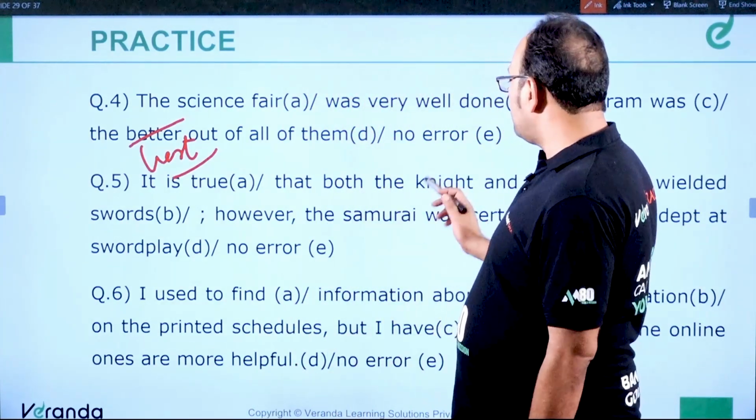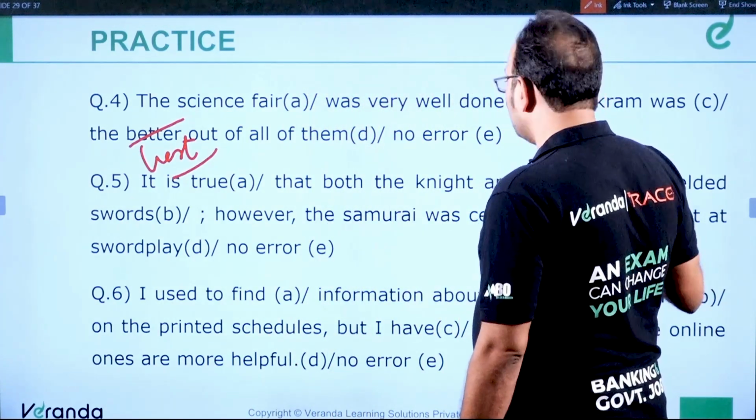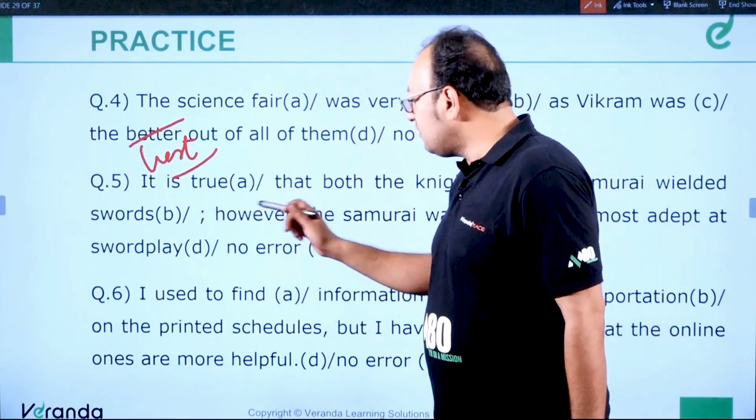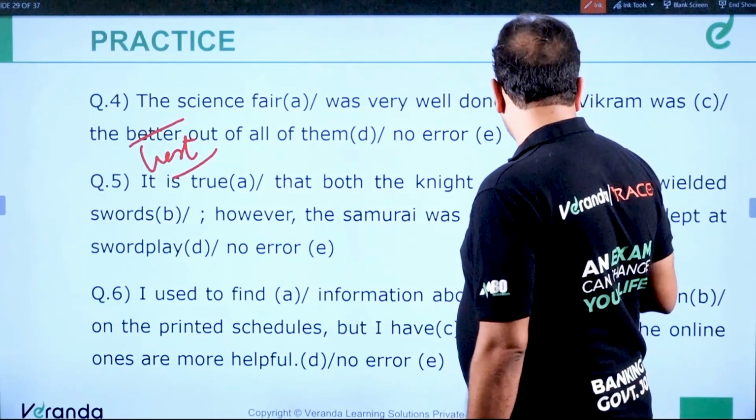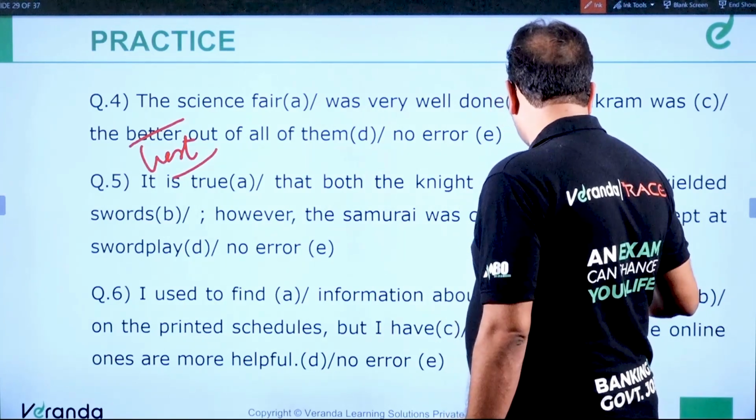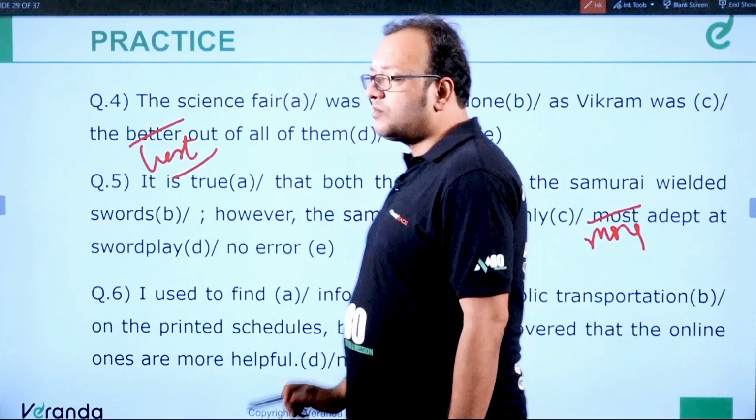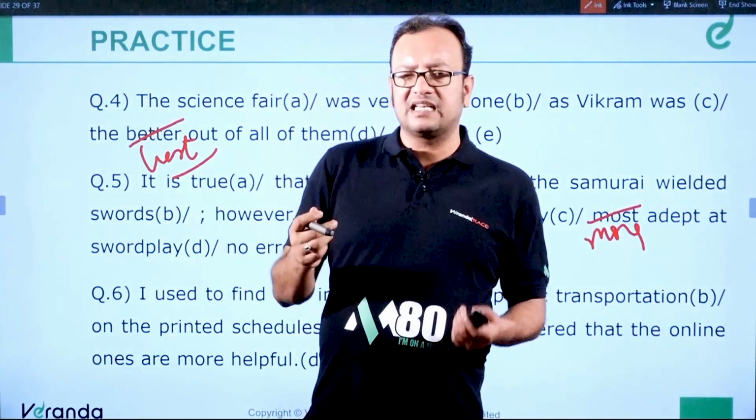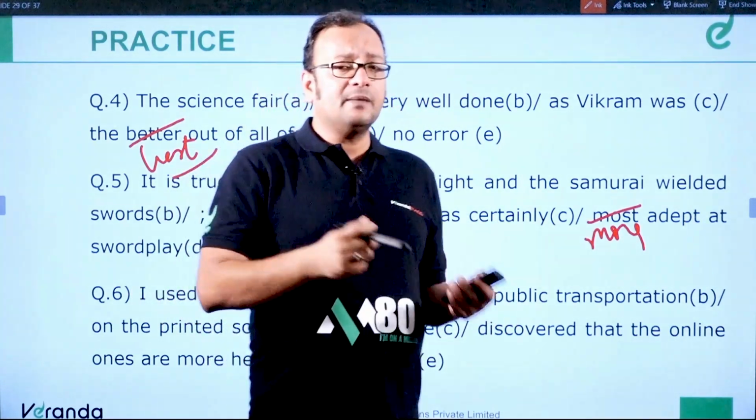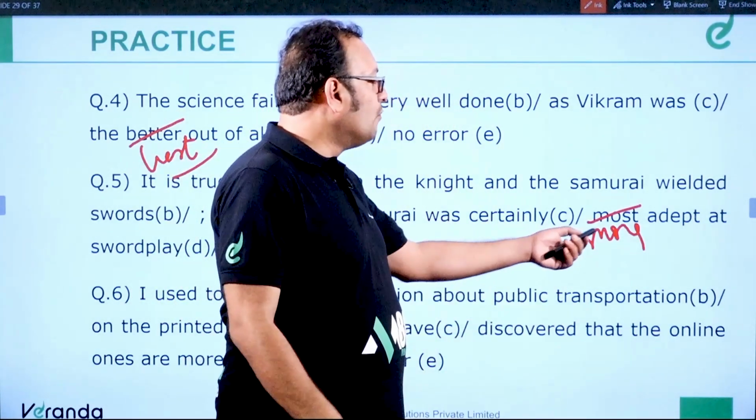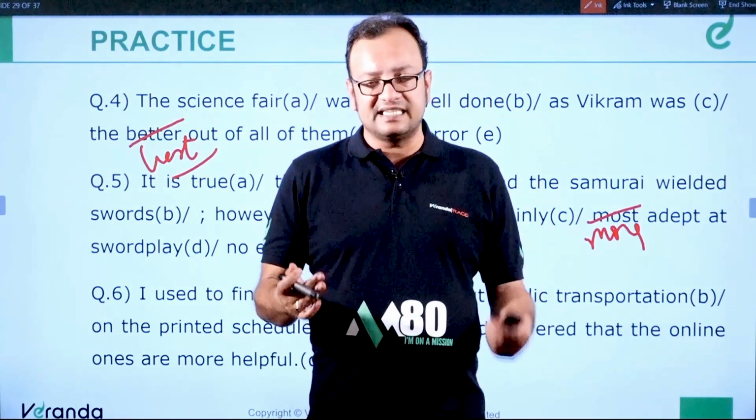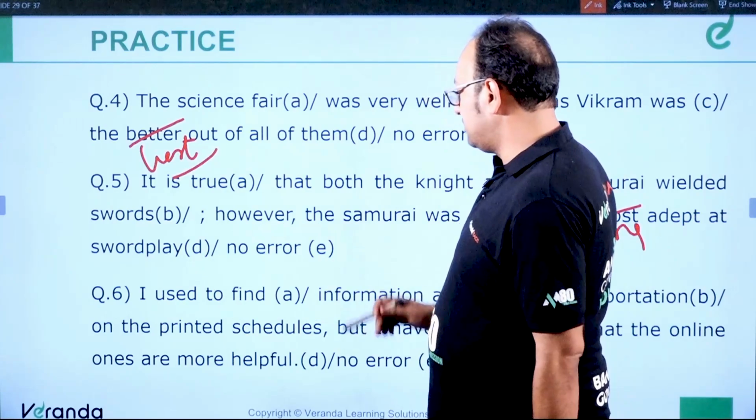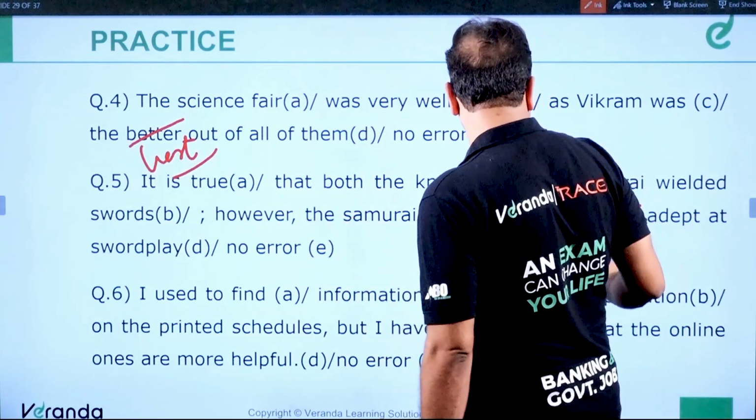It is true that both the knight and the samurai wielded swords. However, the samurai was certainly more adept. More. Why should it be more? Because we are talking about the samurai and the knight. Knight means the fighter, one who is a gladiator kind of person who fights. We are comparing it with the samurai. So it should be more adept. Adept means skilled, talented, at swordplay. The error was in part D, so it should be more adept.